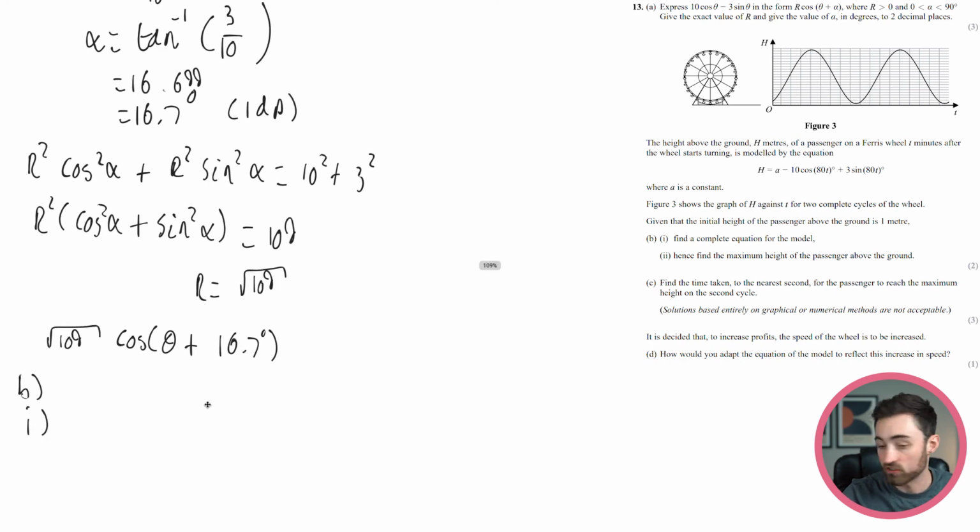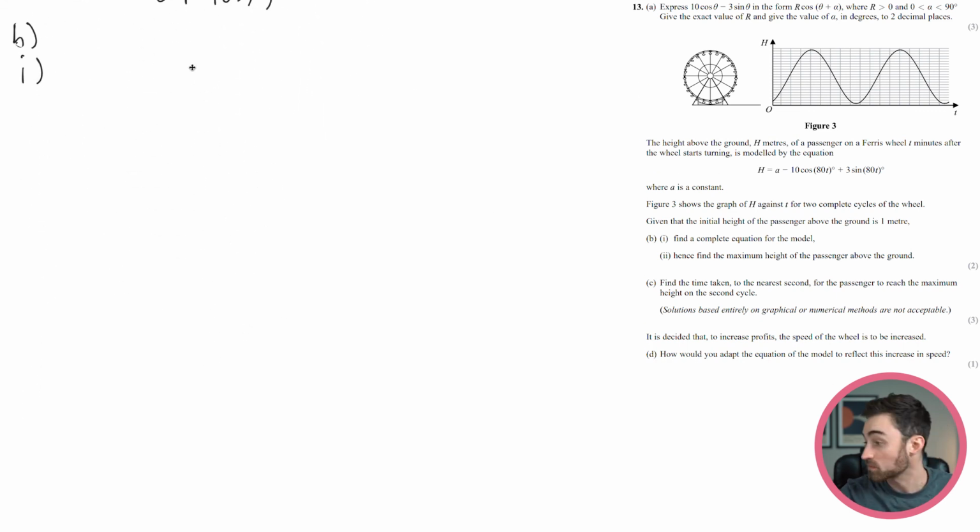The height above the ground, h meters, of a passenger on a Ferris wheel t minutes after the wheel starts turning is modeled by the equation, that thing there. Okay, so looking at the relationship to part A, it does look like we have almost got 10 cos theta minus 3 sine theta. We've got minus 10 cos of something plus 3 sine of something else. So if that was theta, and then if it was just minus all of that, we would. So there's definitely a relation to part A here. Always be thinking about that.